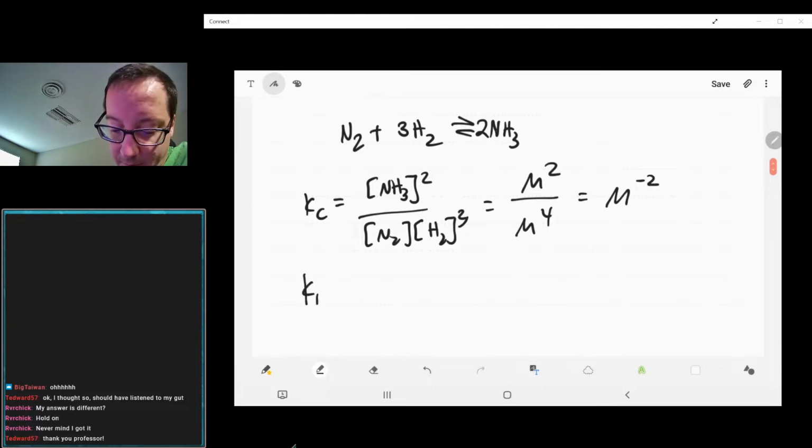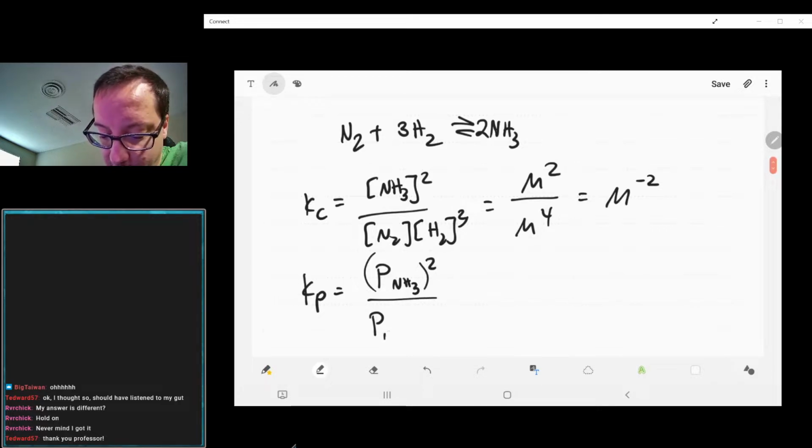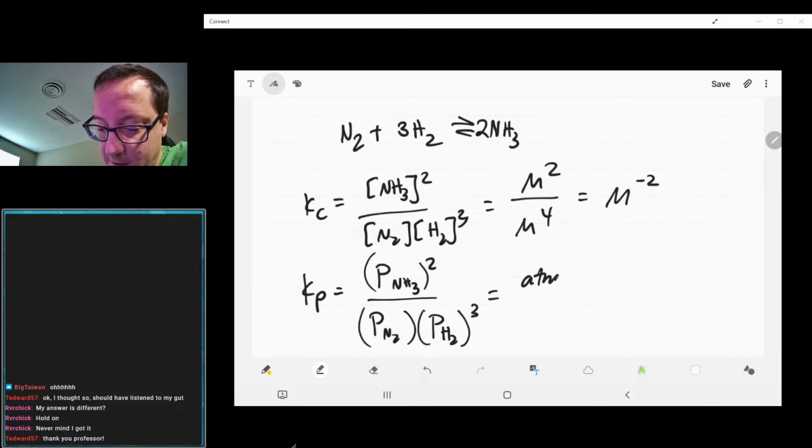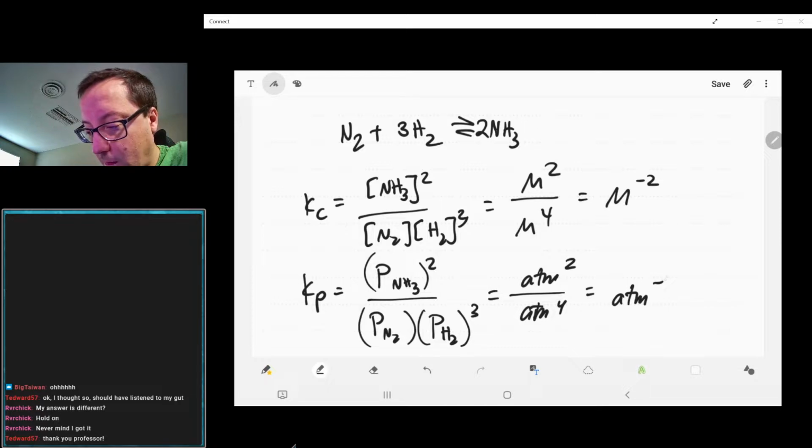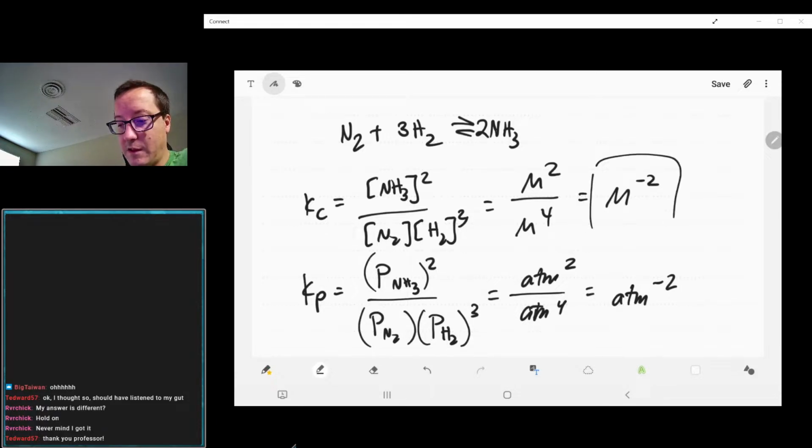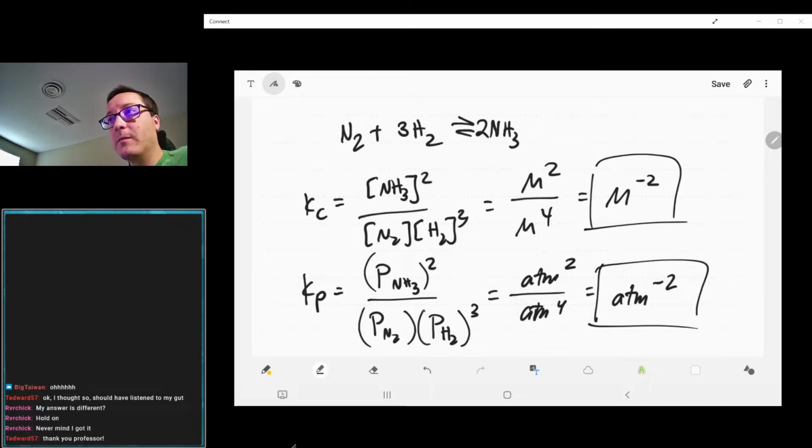If we look at Kp instead, we would have the pressure of NH3 squared over the pressure of nitrogen and the pressure of hydrogen cubed. If we do that, we would get some sort of pressure unit. For Kp, of course, you can use torr, millimeters of mercury, whatever, it doesn't matter. Some pressure unit as long as they're all the same. So if we're just given the units, can we tell Kp from Kc? You bet. In most cases. Kc will always have some sort of molarity unit associated with it, molar to some exponent. Kp will always have a pressure unit.